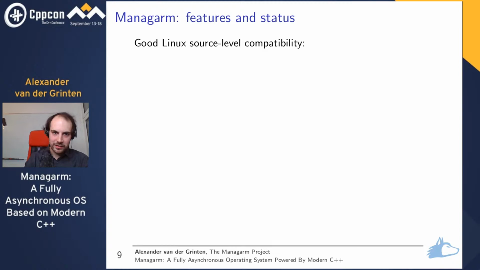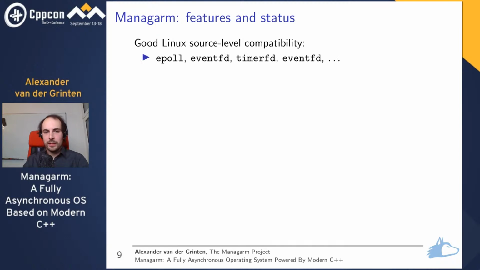What are the features of the OS? So we have some Linux source compatibility, which means we can recompile Linux programs to run on our OS. We cannot really provide ABI compatibility, and that's not a goal because it would just be a lot of work for little gain. So for example, we can also support epoll, we can support eventfd, timerfd, and signalfd. There's a mistake on that slide.